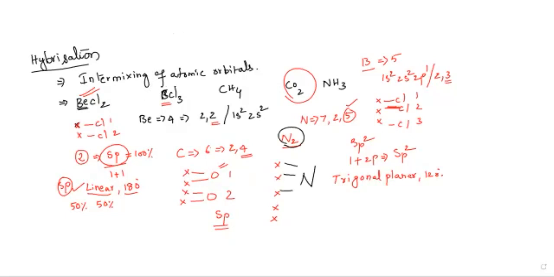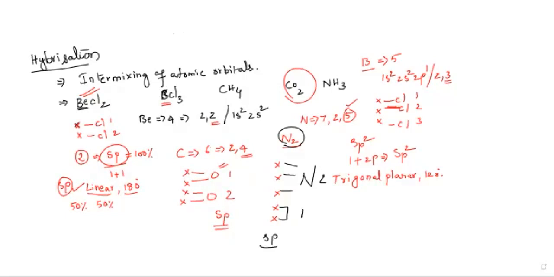That one nitrogen's bond order is 3. So it connects with 3 electrons of the central atom like this, and this will act as a lone pair. So 1 and 2. So in total we have 2 hybrid orbitals, so we can see the hybridization is sp.